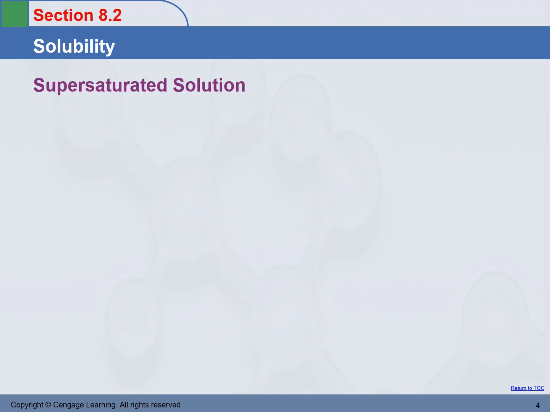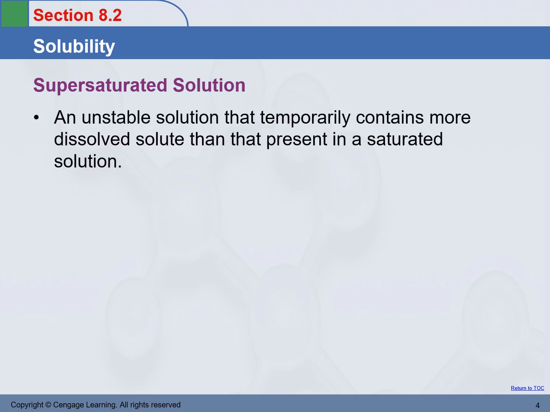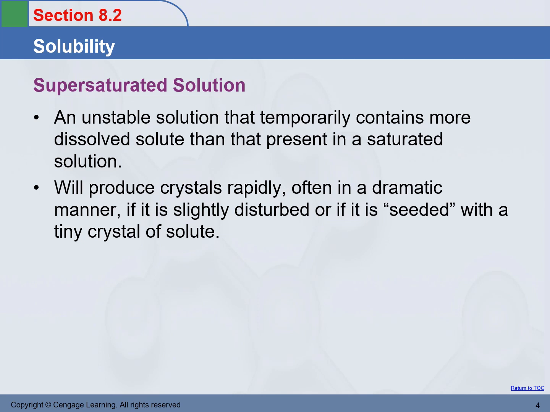Interestingly, we have a supersaturated solution. Although it is not seen very often, it does happen. Sometimes a solution can contain more than the maximum amount it can dissolve. But this kind of solution is unstable. It temporarily contains more dissolved solid than that present in a saturated solution. Once it is disturbed, sometimes if you shake the solution or if you scratch the surface of the container inside the solution, the extra amount of the dissolved solid will come out as crystals in a dramatic manner. You see tons of crystals coming out rapidly. All right. So anyway, a solution sometimes could be supersaturated.